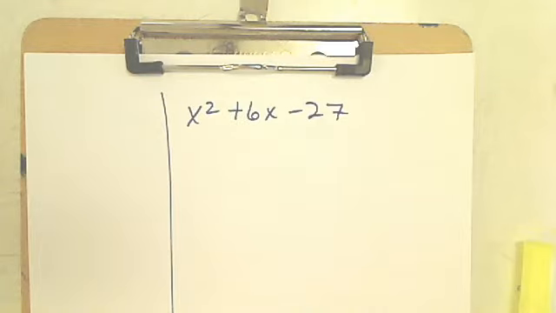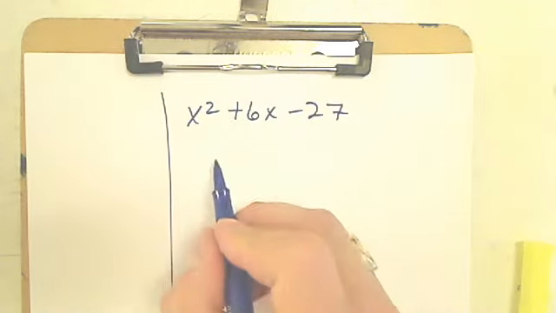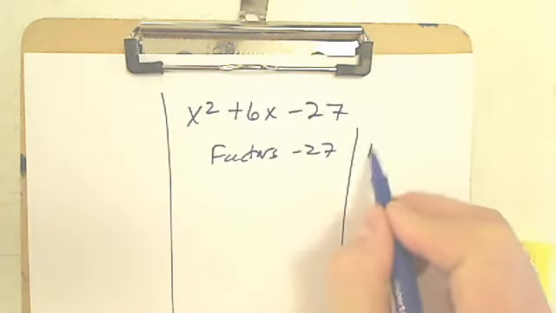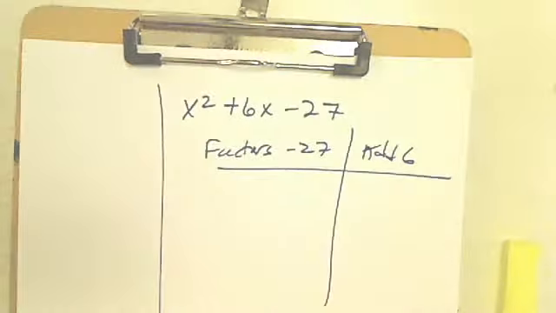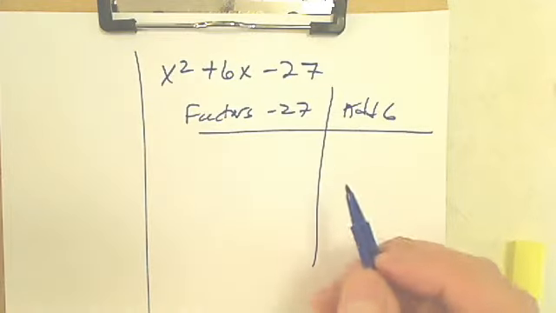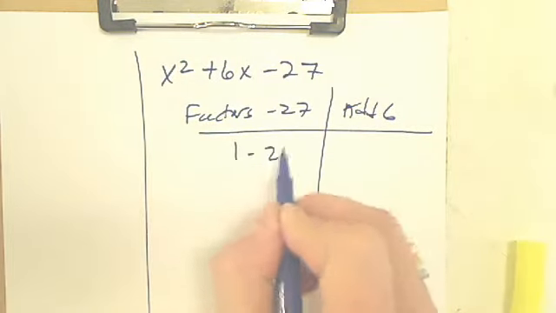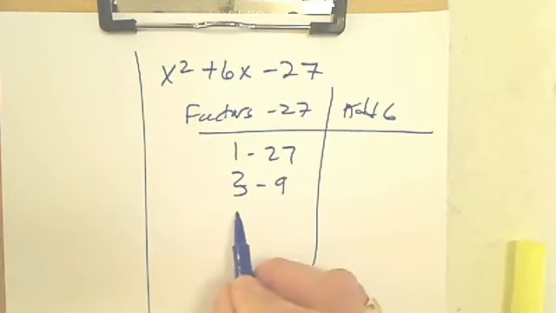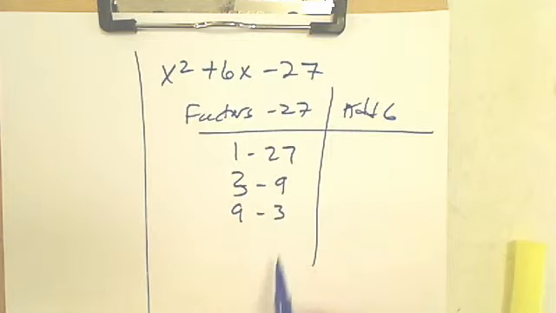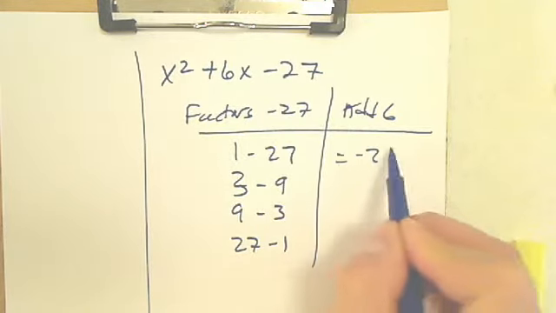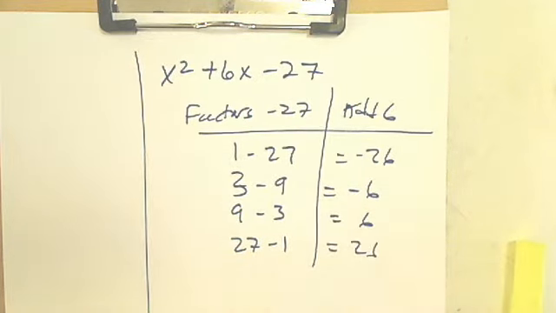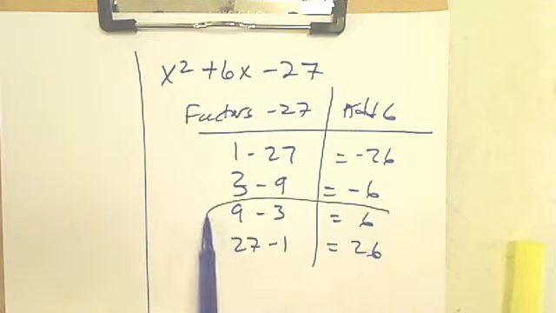What factors of negative 27 add to positive 6? Can we do 1 and negative 27? Keep going. 3 and negative 9. Keep going. 9 and negative 3. This one adds to negative 26, this one is negative 6, this is 6, this is 26. So which one's the best one? That one.